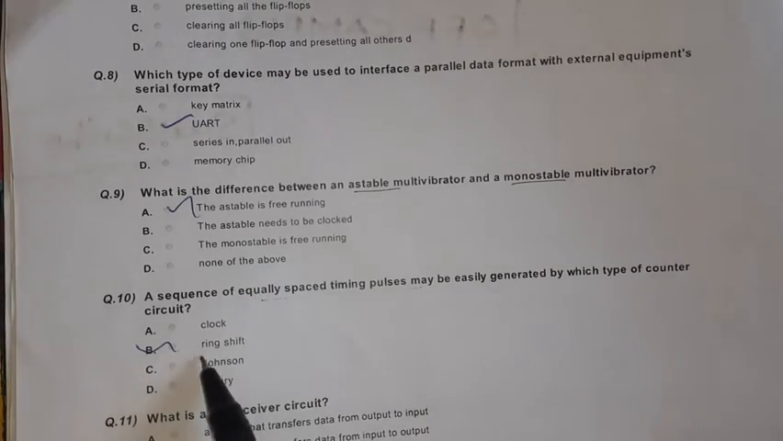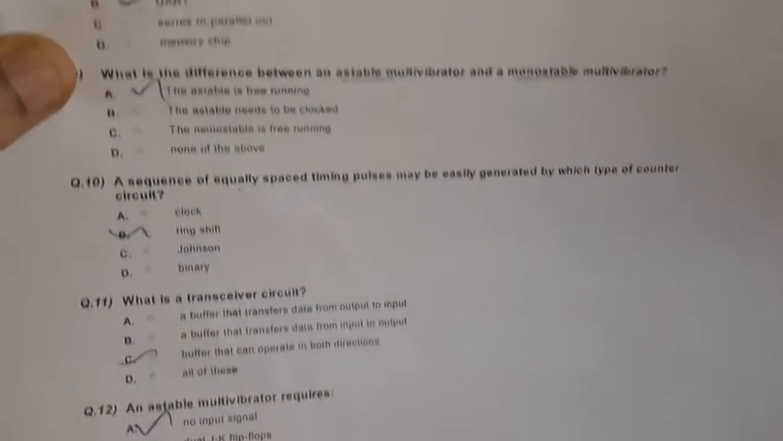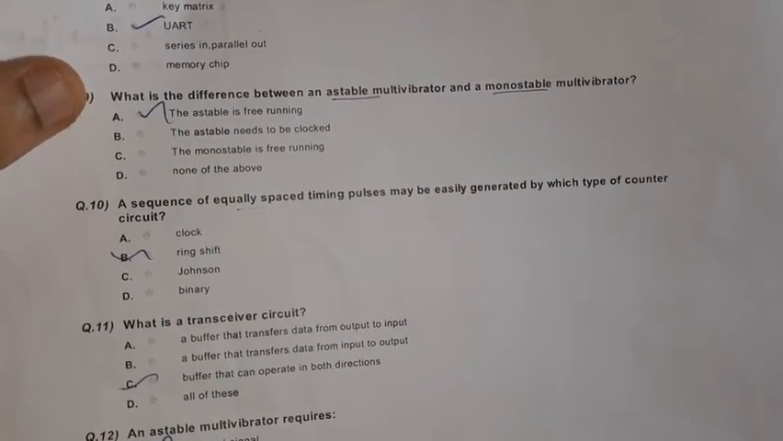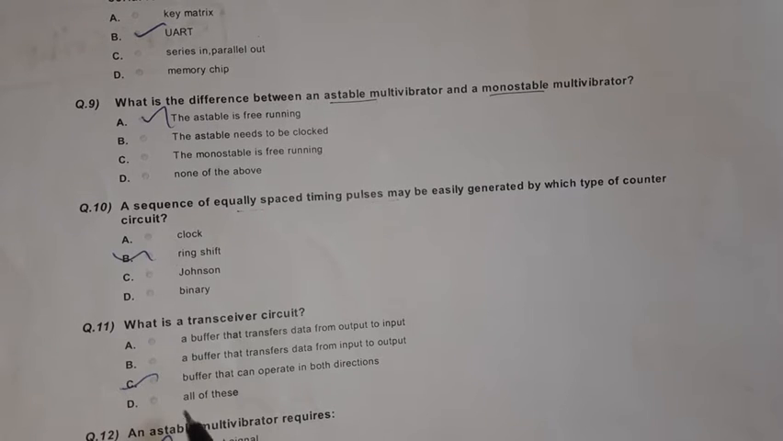So in that, option B, ring shift is the right option. 11. What is a transceiver circuit? In that name itself we can get the answer. Buffer that can operate in both directions. Option C is the right option.